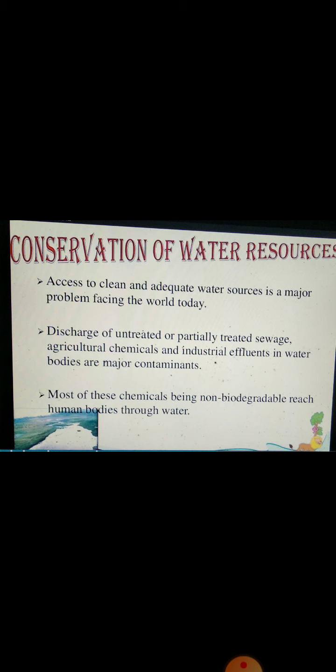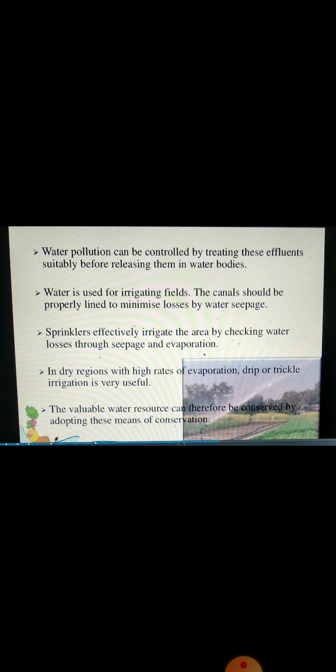Discharge of untreated or partially treated waste, sewage, agricultural chemicals and industrial effluents in water bodies are major contaminants. Most of these chemicals are non-biodegradable and reach human bodies through water. Water pollution can be controlled by treating these effluents suitably before releasing them in water bodies. But none of us are checking all these things.